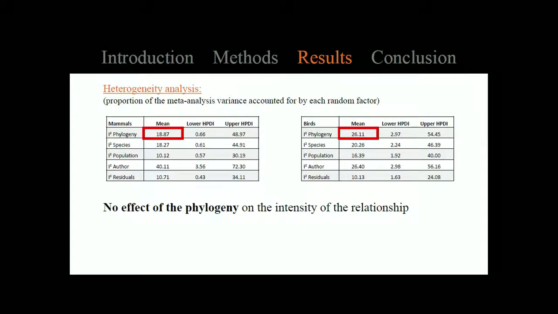Okay, about the heterogeneity analysis, this shows the proportion explained by each of my random factors. What we see is that all the means are lower than 50%. So none of my random factors explains a high proportion of variance. So there is no effect of the phylogeny. And if we test after for the publication bias, which I've not presented yet, but I tested that, there is no impact of this publication bias on my results.